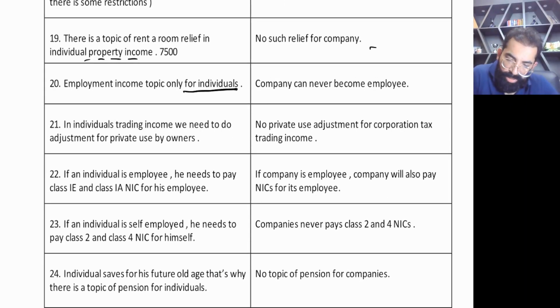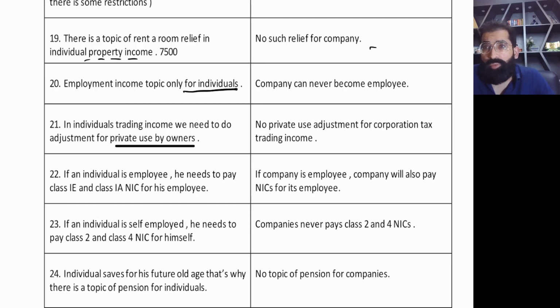In an individual's trading income, we need to do an adjustment for private use by owners. Yes, if the owner, the trader, is making private use of any asset, that private use is not allowed at all. But a company is not a human being, not a natural person, so a company cannot do private use. So there is no such private use adjustment in companies.